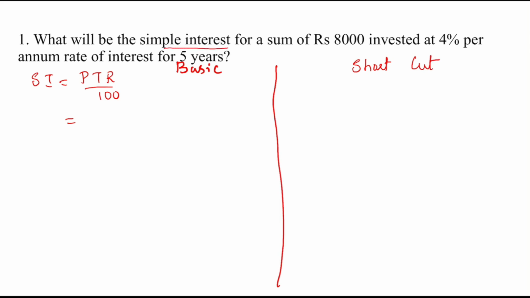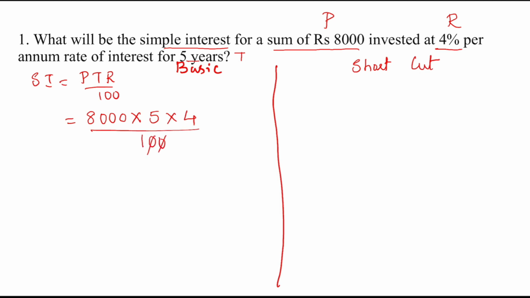They are asking us what will be the simple interest for a sum. Sum means what? This is principal. For a sum of rupees 8,000, so this is principal, at 4%, so this is rate of interest, and for 5 years, so this is time. So principal is 8,000 into time is 5 years into rate of interest is 4, divided by 100. Okay, so 00 cancels here. So 8 5s are 40, 40 into 4, 4 4s are 16, 100, and this 1 0. Okay, so 1600 is the simple interest.